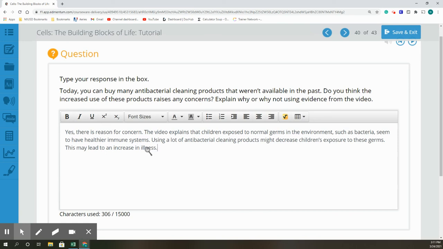Yes, there is reason for concern. The video explains that children exposed to normal germs in the environment, such as bacteria, seem to have healthier immune systems. Using a lot of antibacterial cleaning products might decrease children's exposure to these germs. This may lead to an increase in illness. Crazy.